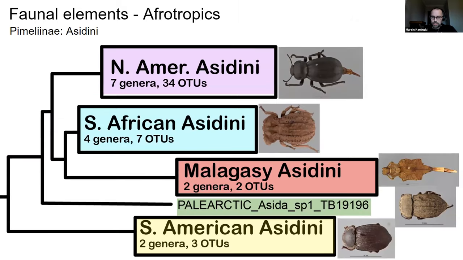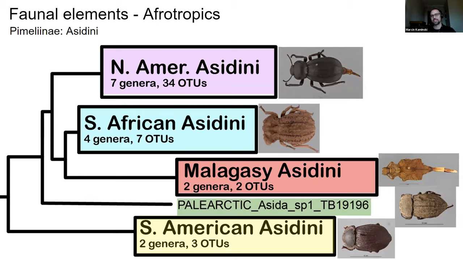And here is a phylogeny of the group, which has some really nice, or maybe problematic, biogeographic consequences. As you can see, the South African taxa are sister to Malagasy taxa, which is pretty cool. But this clade is sister to North American Asidini. Someone will have to explain that to me later, because the support of that tree is really high.